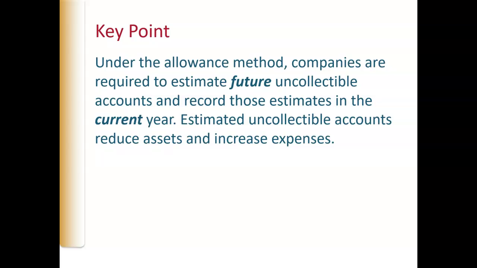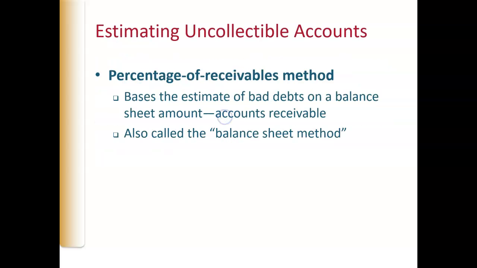Under this method that we call the allowance method, companies are required to estimate future uncollectible accounts and record those estimates in the current year. This will reduce our asset. It's going to go off against accounts receivable, and it's going to increase our expenses, bad debt expense. There's a couple ways we can do this. One way is called the percentage of receivables method. We base the estimate of bad debt expense on the balance sheet, which is the accounts receivable.